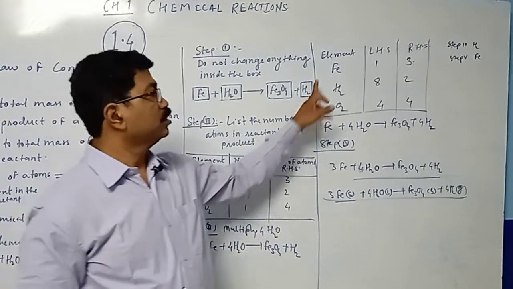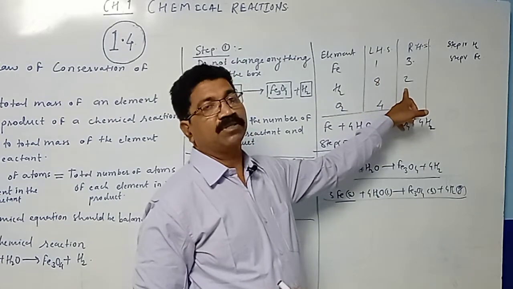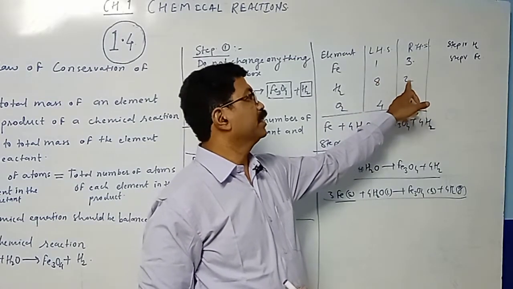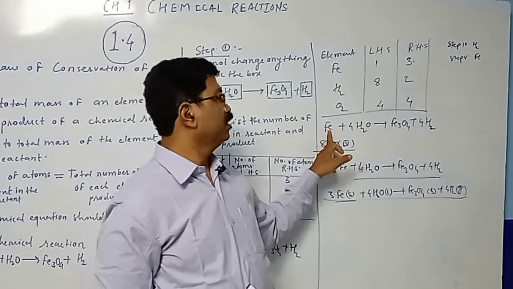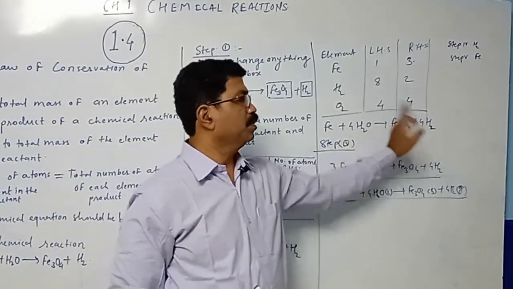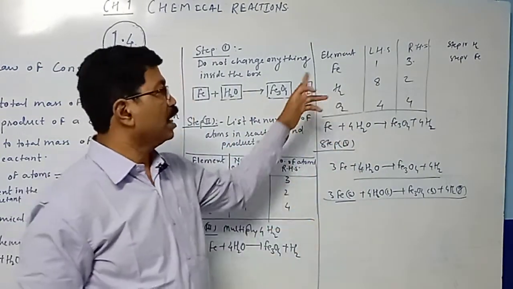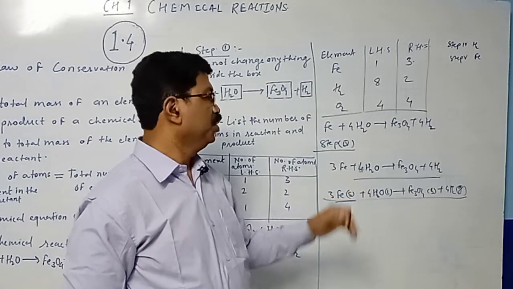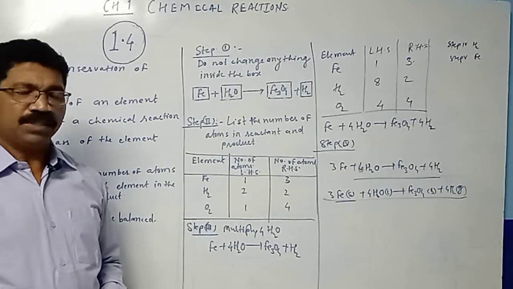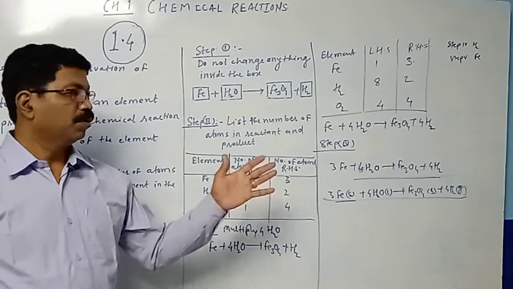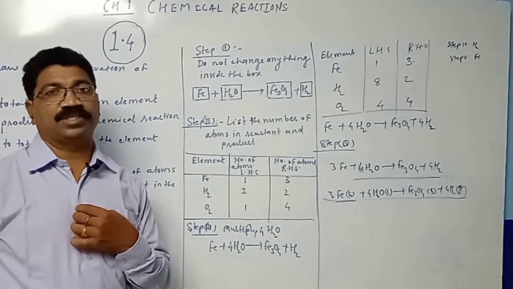Then again we count the number of atoms. Oxygen 4 is balanced, but hydrogen is unbalanced. Hydrogen is 8 and 2. So how to balance? By taking coefficient 4 to the hydrogen on the right hand side. So it will become balanced: Fe plus 4H2O gives Fe3O4 plus 4H2. Oxygen is balanced, hydrogen is balanced. Which is unbalanced now? Iron is unbalanced. So I will multiply by 3, and it will balance. So what is the balanced chemical equation then? 3Fe plus 4H2O gives Fe3O4 plus 4H2. In this way you can balance chemical equations.